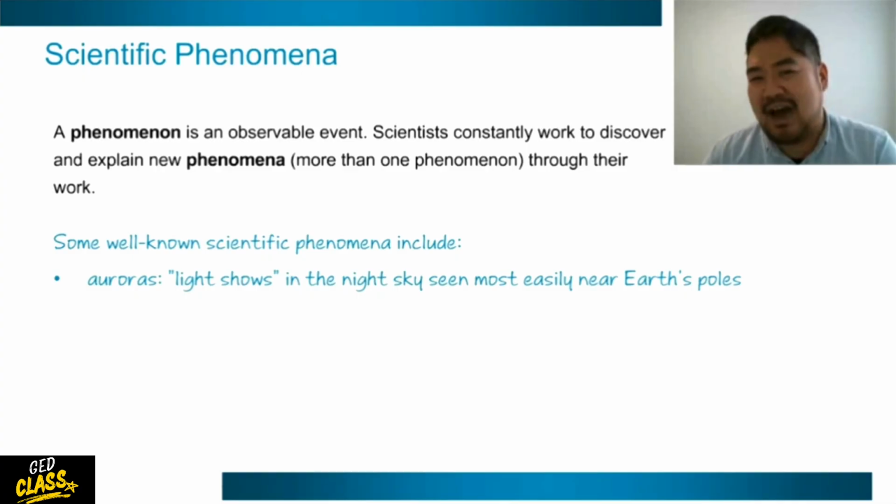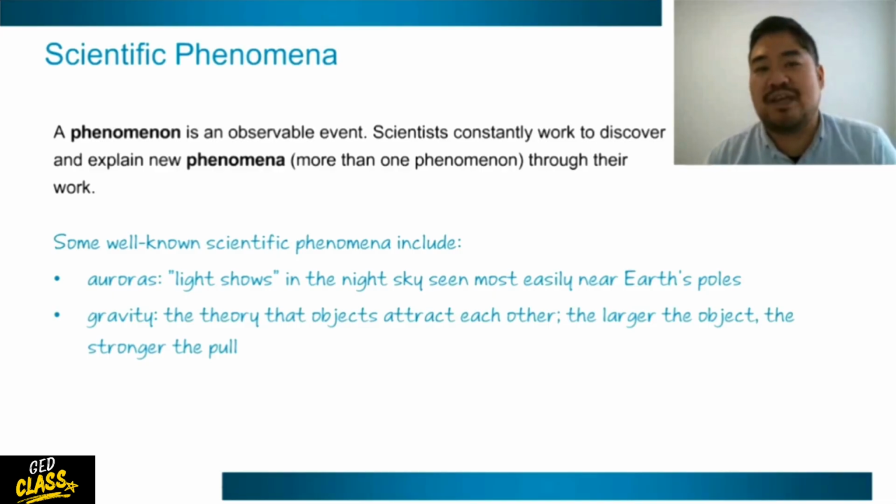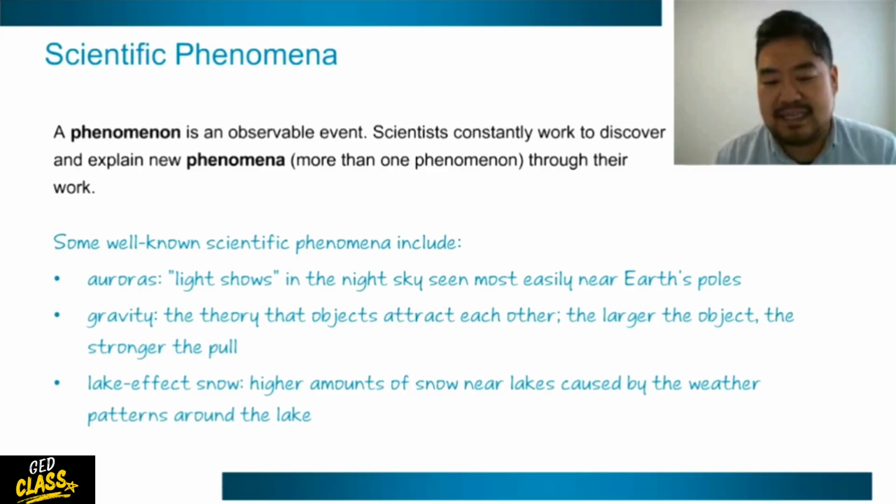But if you're thinking, well, that's a really complex phenomenon, here's another phenomenon that you're actually used to in everyday life. Gravity. Gravity is a phenomenon. And in fact, the theory about gravity is that as objects attract each other, the larger the object, the stronger the pull. Like what keeps us glued to the Earth? It's that the Earth, being a much larger object than any of us, is pulling us towards itself. So that's a scientific phenomenon. Gravity, basically, the idea that we're not floating off into space at any given moment, that we are staying on the Earth.